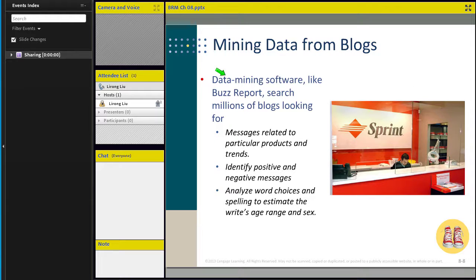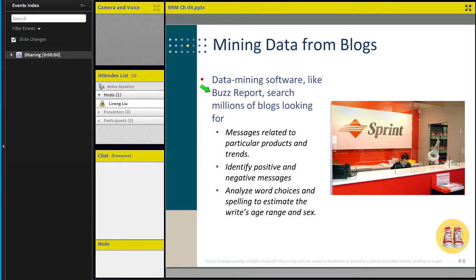So here's one quick example about data mining. Nowadays people are using social media all the time, like Facebook or Twitter, and those posts can also be regarded as data, and data mining can be useful to summarize or get some information through different posts. One company called Buzz Report does such things.